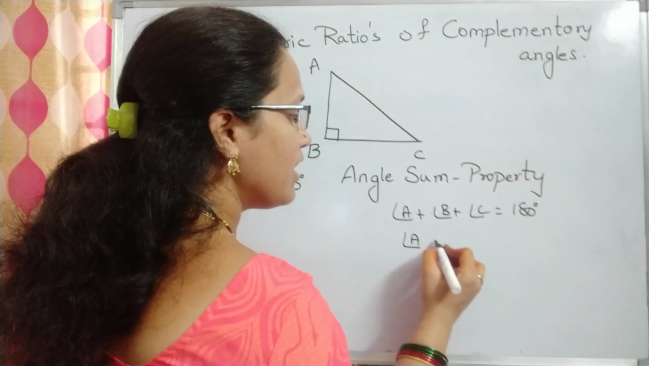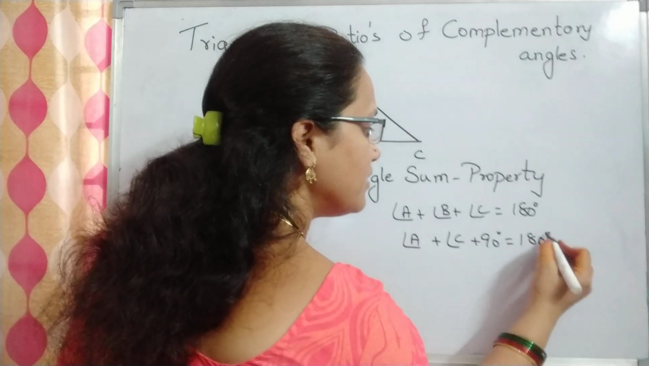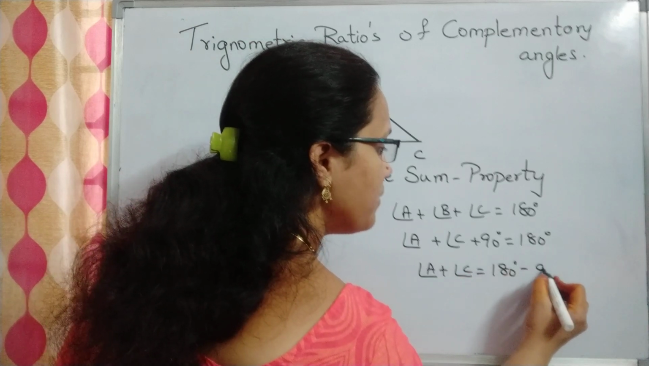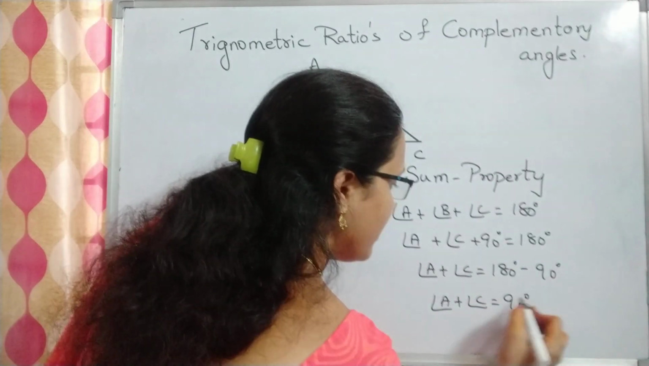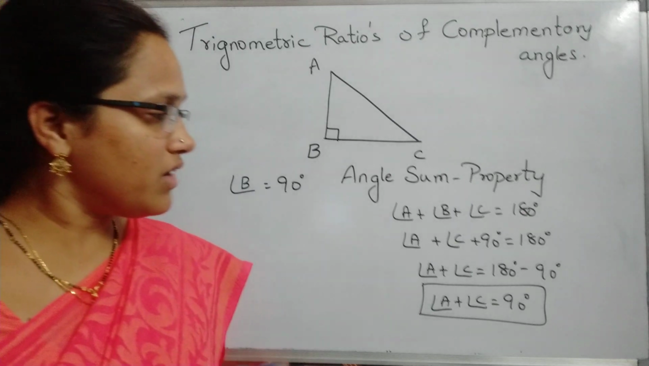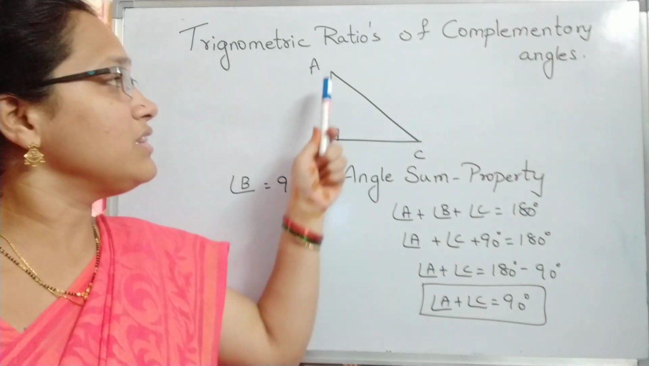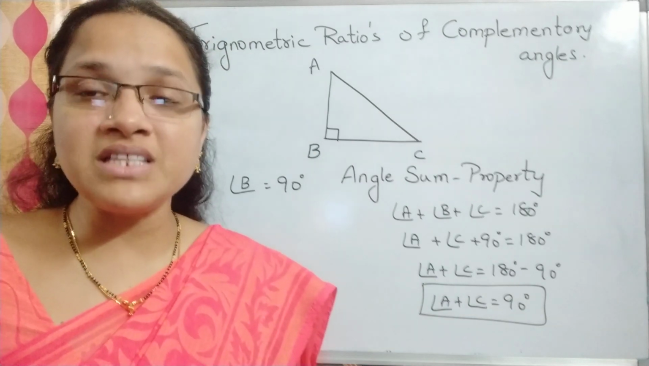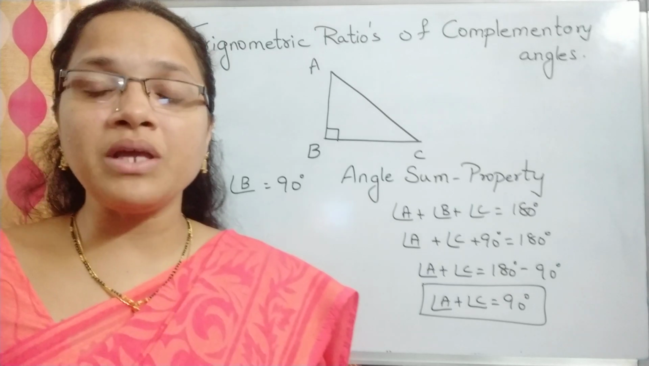So angle A plus angle C plus 90 is equal to 180, where angle A plus angle C is equal to 180 minus 90 degrees. Angle A plus angle C is equal to 90 degrees. This is what we have learned from the angle sum theory. Yes or no? So from here we have derived that if it is a right angled triangle, then the sum of the other two angles is complementary. Complementary means the sum of the angles will be equal to 90 degrees. That is what we mean by complementary.